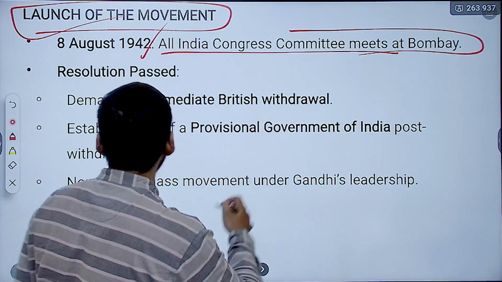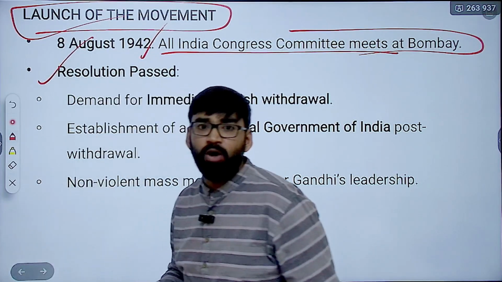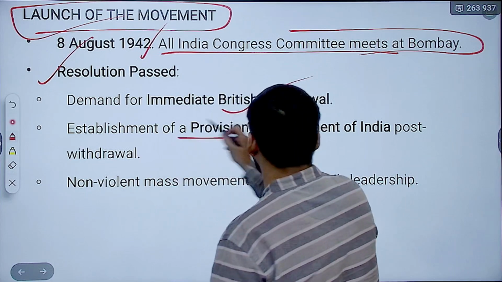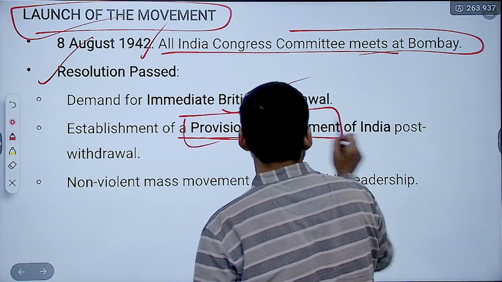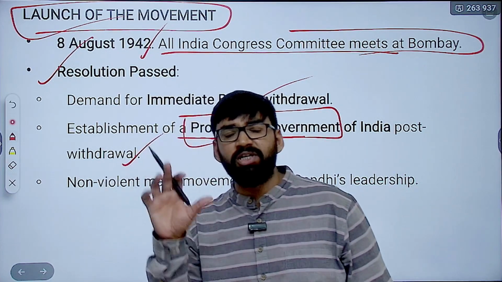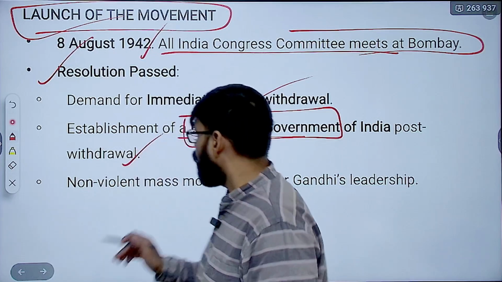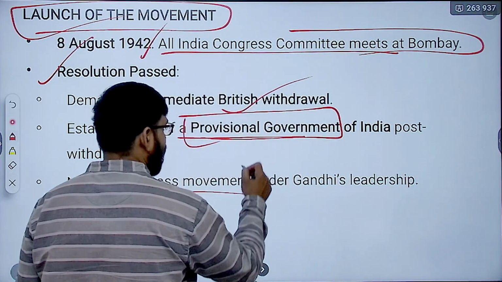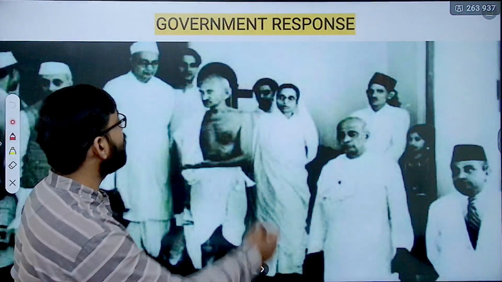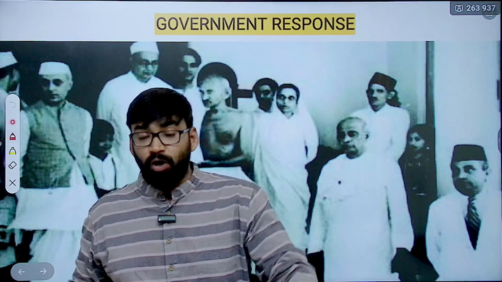And what are the demands in the Quit India resolution? First demand was immediate British withdrawal. Second, establishment of a provisional government of India post withdrawal, that there should be a provisional government after British withdraw from here. And then non-violent mass movement under Gandhian leadership. Now what was the government response? Government का response क्या था? So what was the strategy?